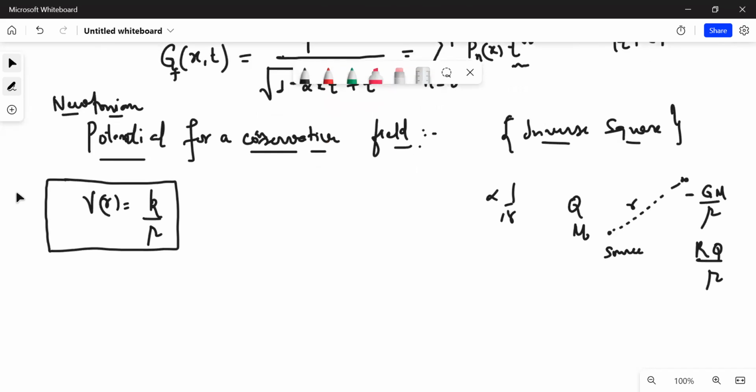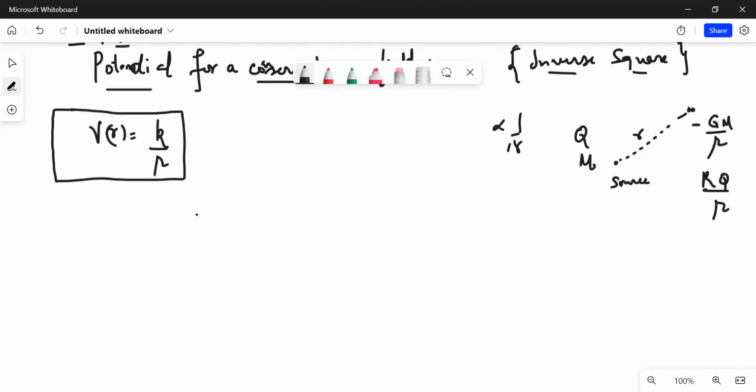Let us try to write the most general case. Suppose we have a mass, or you can say charge, whatever suits you. If it suits you to write an electrostatic case, you can take it in the manner of electrostatics, or if you want, you can take it in the manner of gravitational potential as well. So this is your origin.